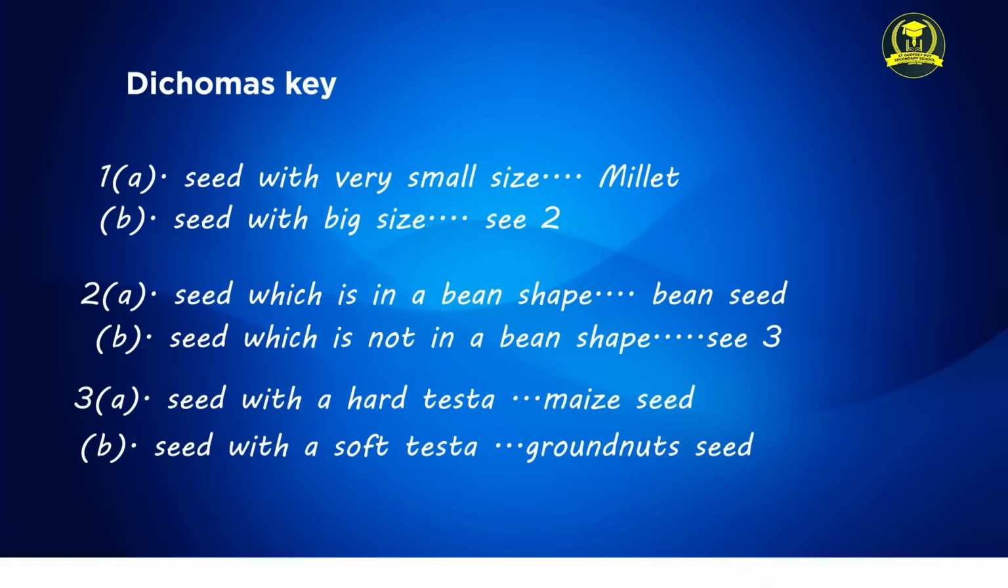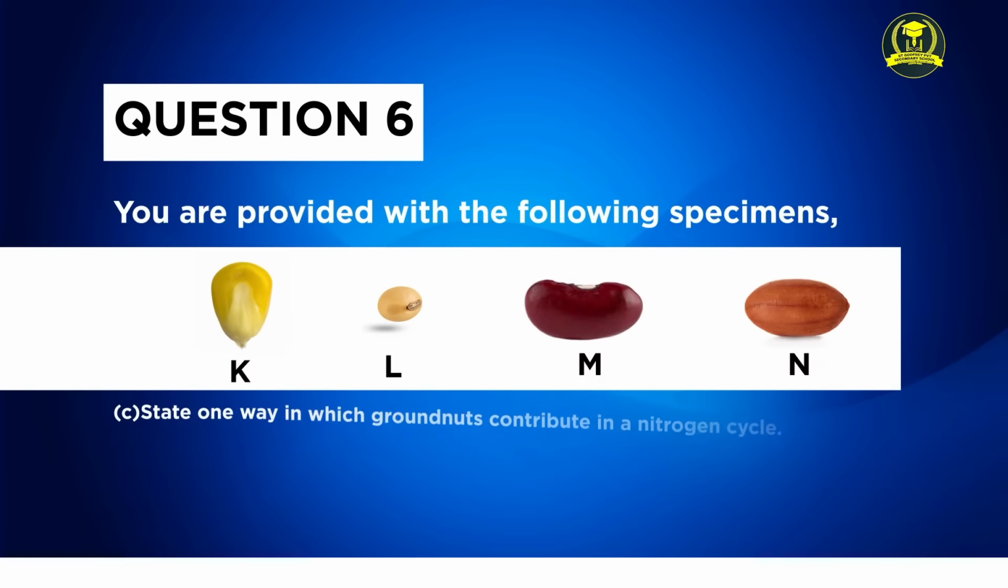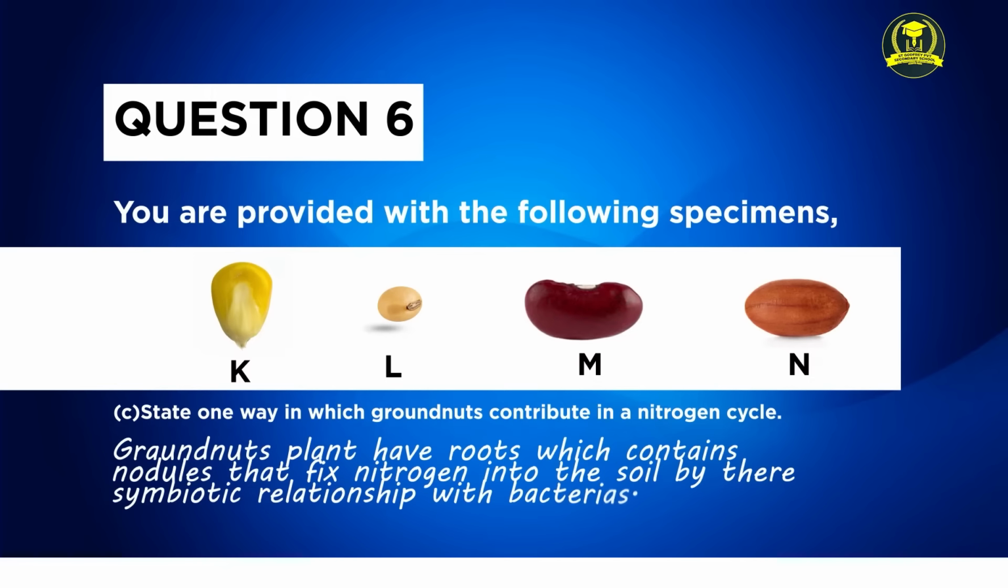Question C. State one way in which groundnuts contribute to the nitrogen cycle. Groundnut plants have roots which contain nodules that fix nitrogen into the soil by their symbiotic relationship with bacteria.